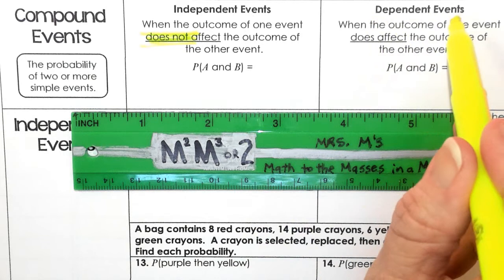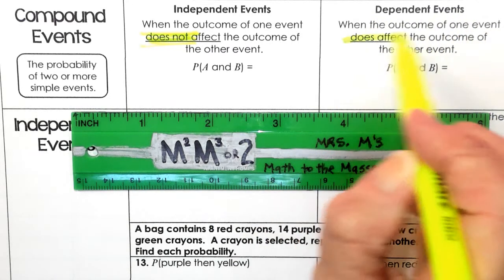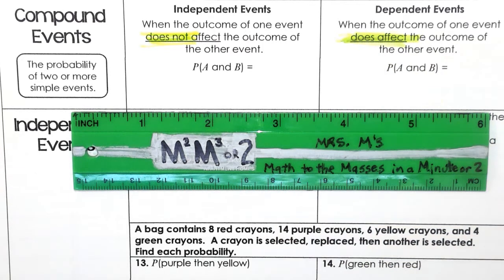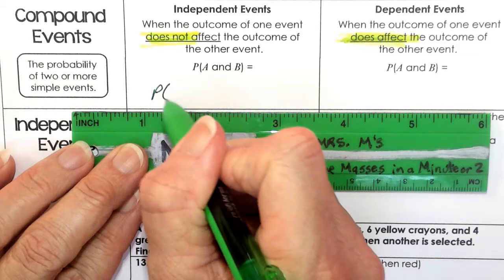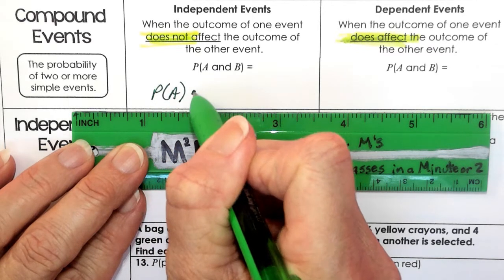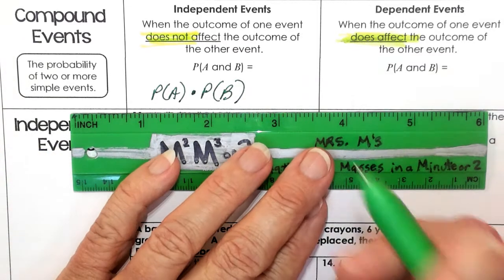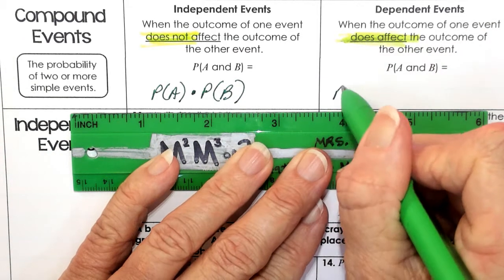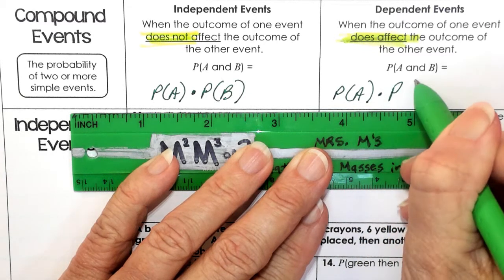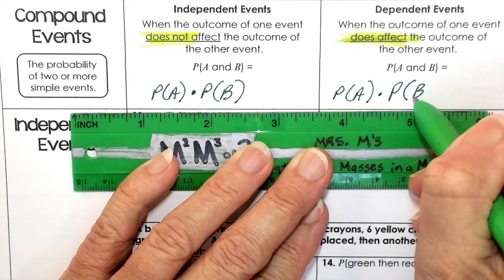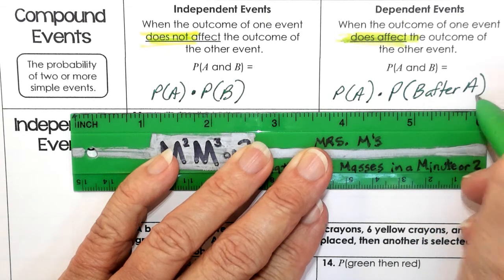But in dependent events, which we'll work in the next session, it's when the outcome of one event does affect the outcome of another event. So this is going to be the probability of the first event, called A, and we'll multiply it times the probability of event B, and we're about to work examples of this. The next video will talk about the probability of event A, but the probability of the second event B after event A has happened, and we'll look at that next.